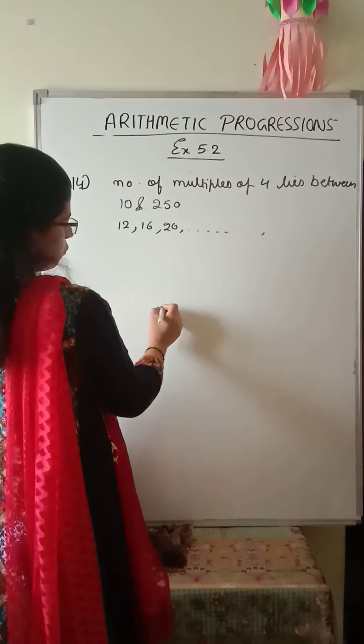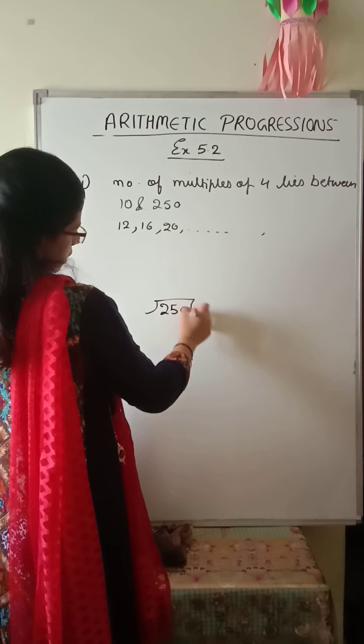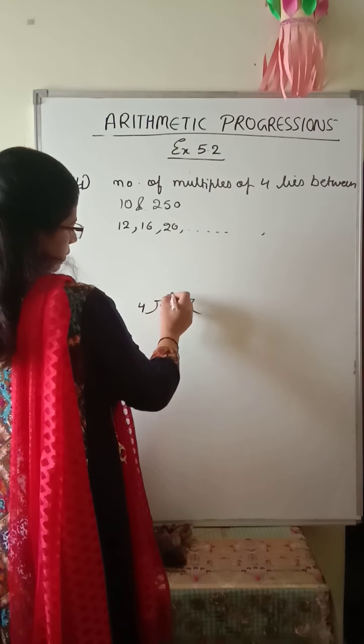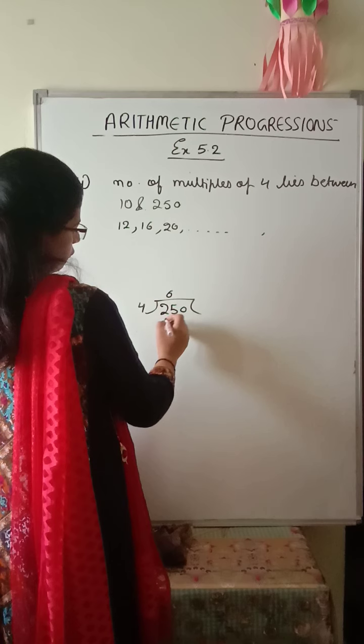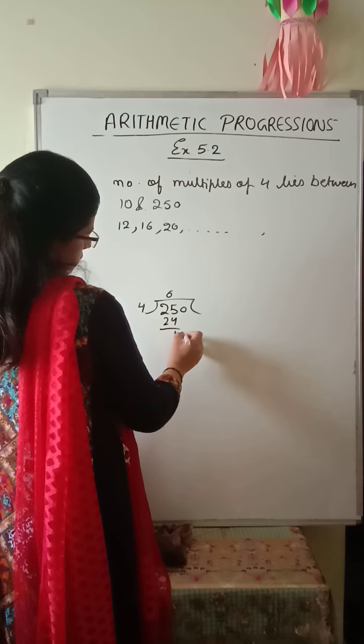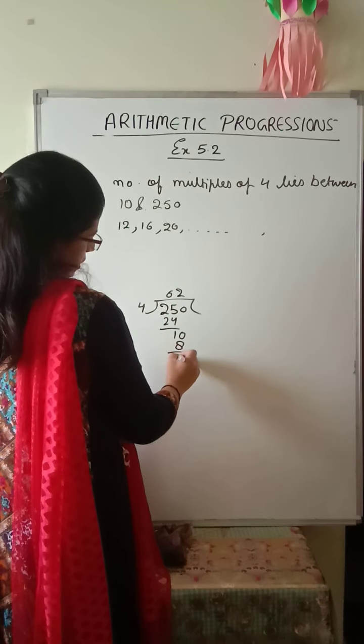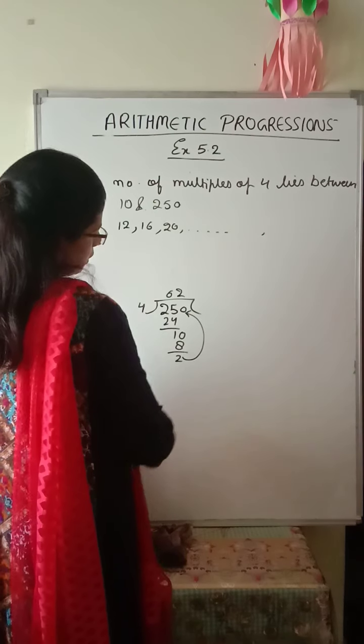सो व्हाट वी कैन डू इन रफ, सेम लाइक दिस, 250 डिवाइड बाय 4, 4 5s are 20, 4 6s are 24, 1 is left, 0, 4 2s are 8, 2 is left. तो इसमें से 2 माइनस कर दो. ठीक है, तो 248.